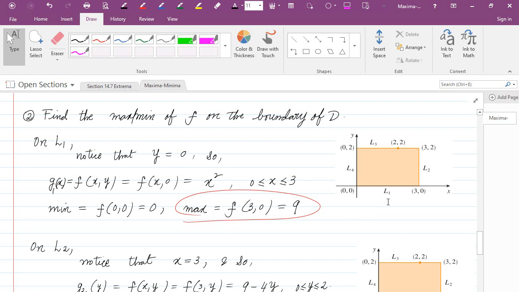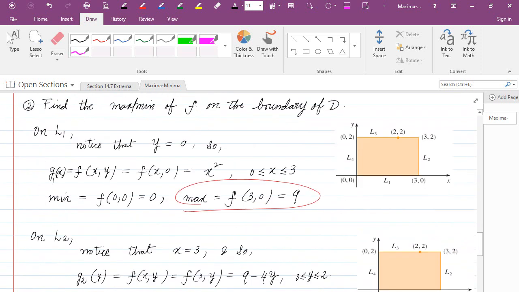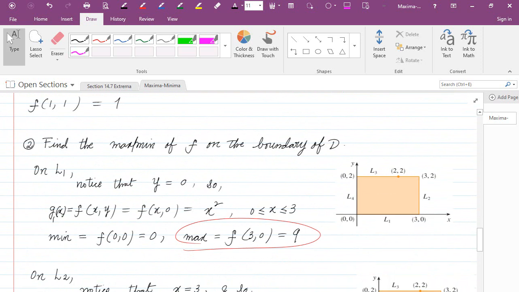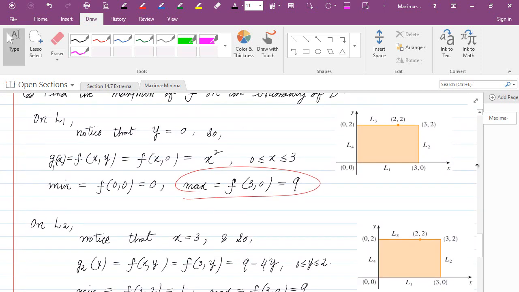So notice that on the line L1, y is always 0. So then on L1, what's the value of f? Well, f of x, y on L1, so y is always 0 on L1. So we get f of (x, 0), which is equal to x squared, because the function that we have here is this. So when y is 0, we get x squared only. So the function is equal to x squared when y is 0.